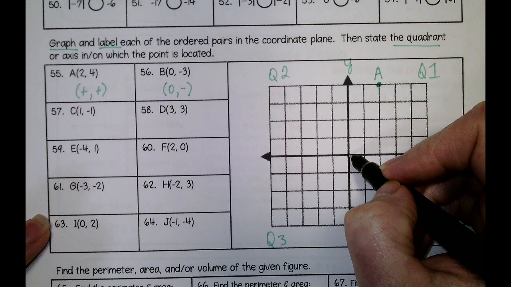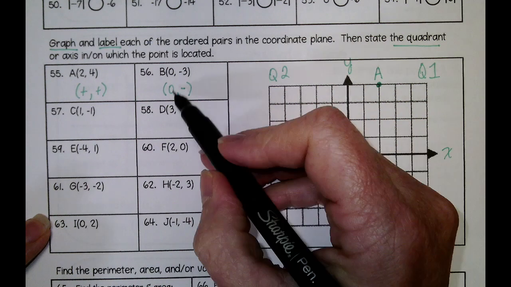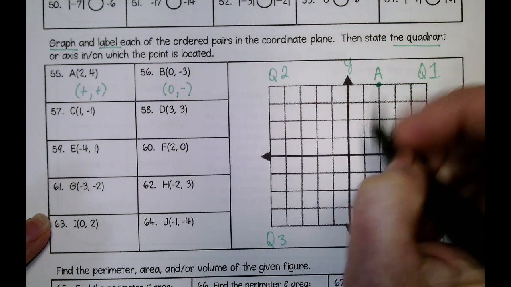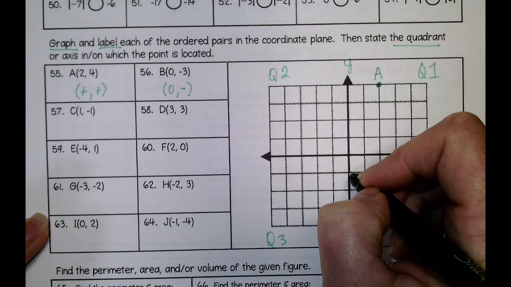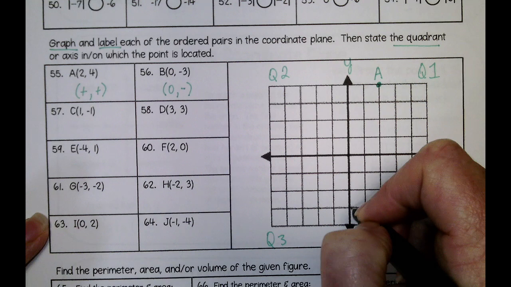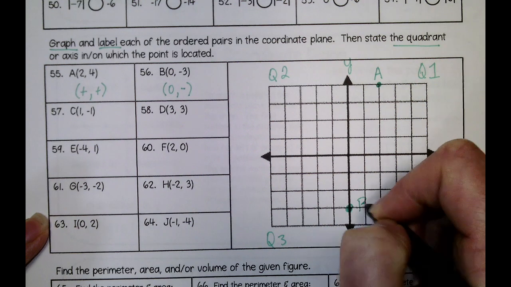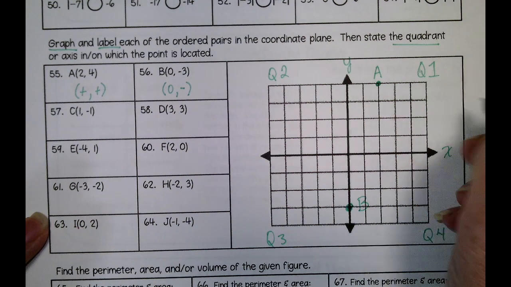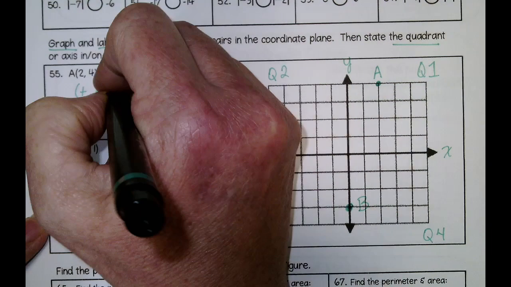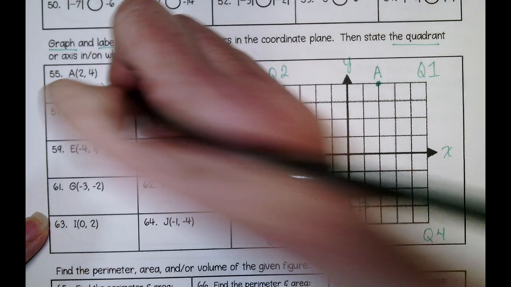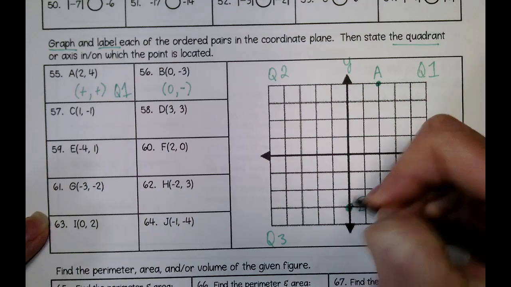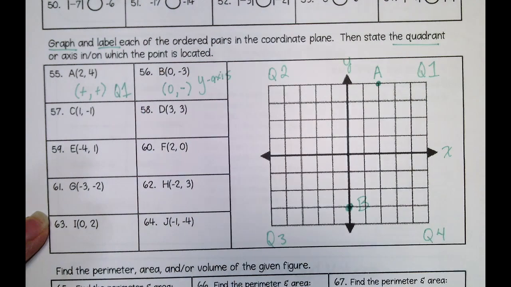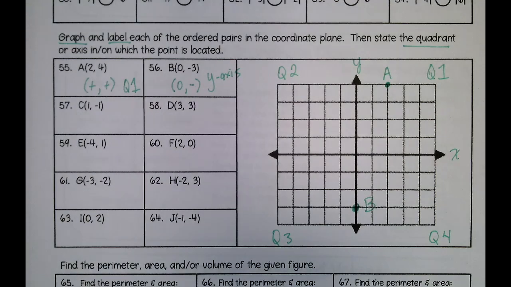So if you start at the origin, your X is 0, so you don't move left or right. Your Y is negative 3, so that means you go down. 1, 2, 3. There's B. You see I've graphed my point and I labeled it. So, oh, I'm sorry. We're going to go back. This is quadrant 1. And this is on the Y-axis. Okay. All right, there's your examples for that.